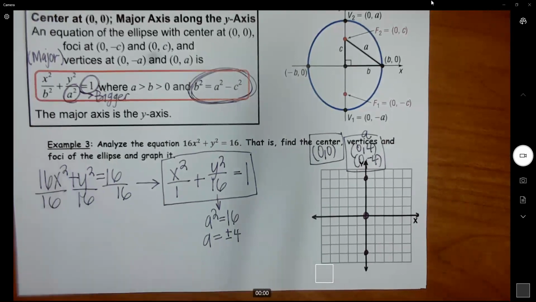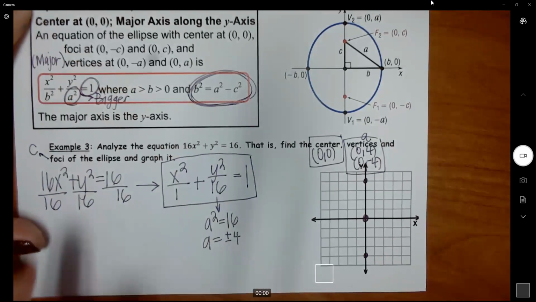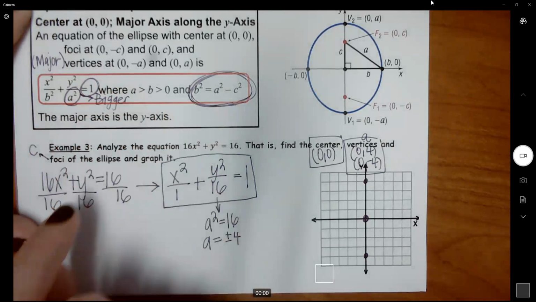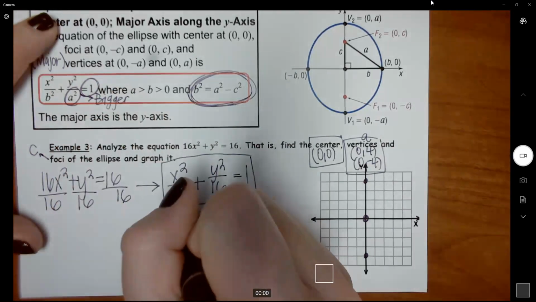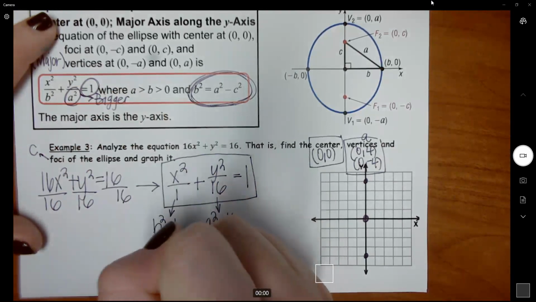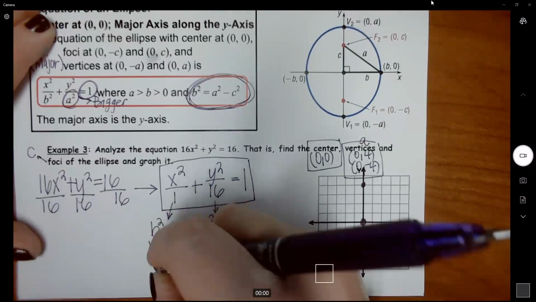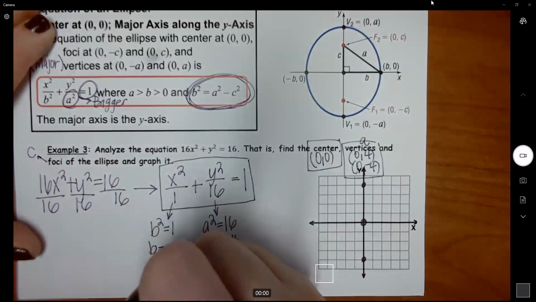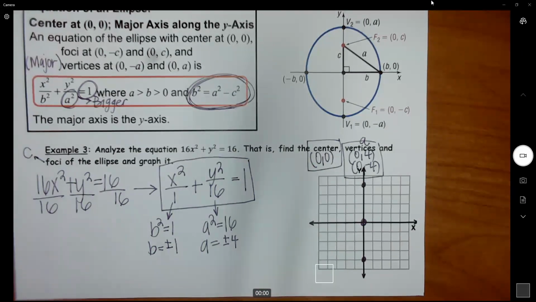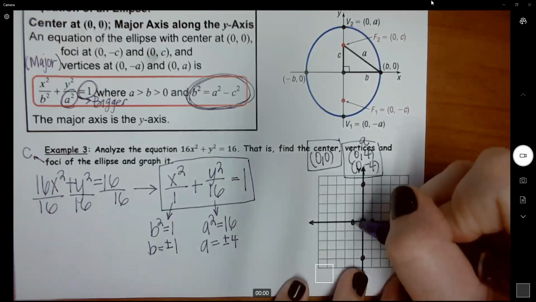My foci is represented by C. And C is not in my equation, so I need to use this formula to find my C. So this is my B squared. So therefore, my B equals plus or minus 1. So before I find C, I'm going to go ahead and use this first to plot my minor vertices. So I'll go left 1 and right 1.